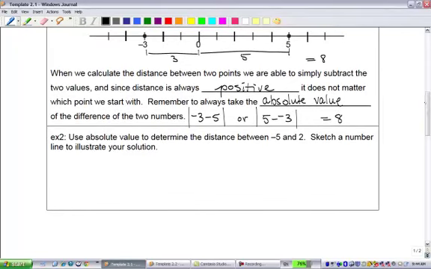Let's say we want to use absolute value to determine the distance between -5 and 2. Sketch a number line to illustrate your solution. Why don't you go ahead, hit pause, see if you can do this. Basically very similar to the question we just did above.